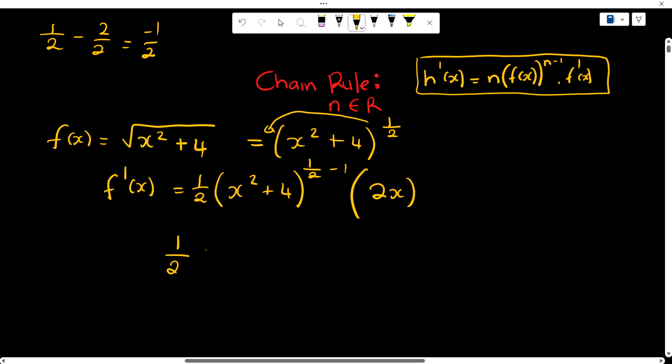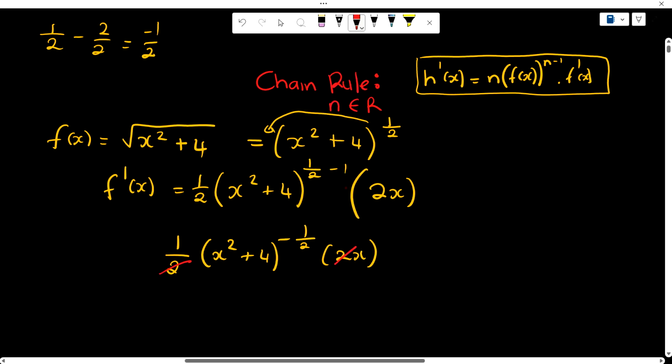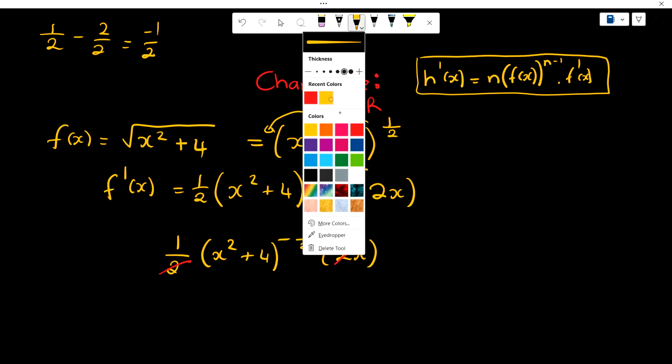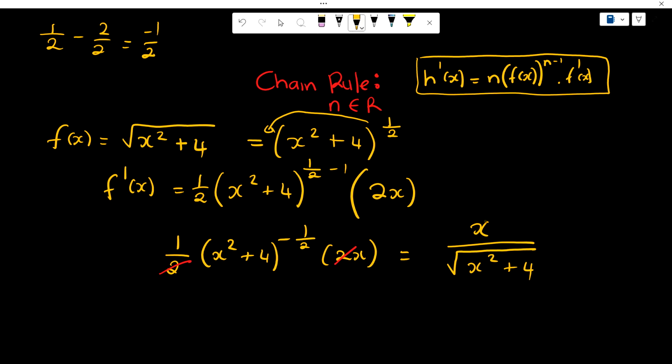Therefore we will have here x squared plus 4 raised to the negative a half, and then times 2x, right? And then here the 2 and the 2 will cancel, and hence you have x on top divided by, remember we do not want negative exponents, so I bring that down, the square root of x squared plus 4, right? So that is how we differentiate using the chain rule, right?